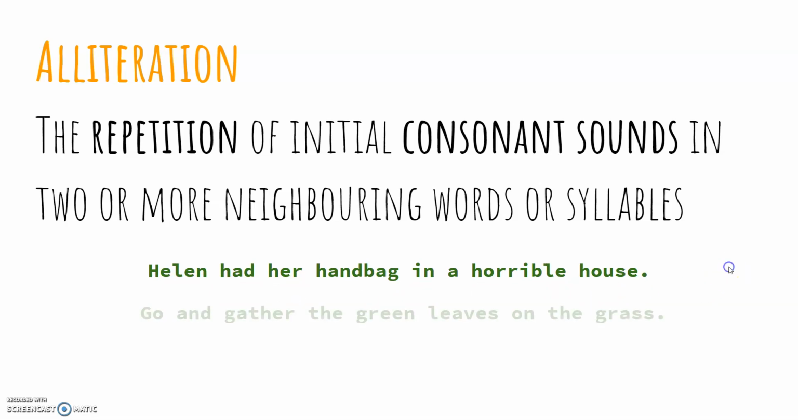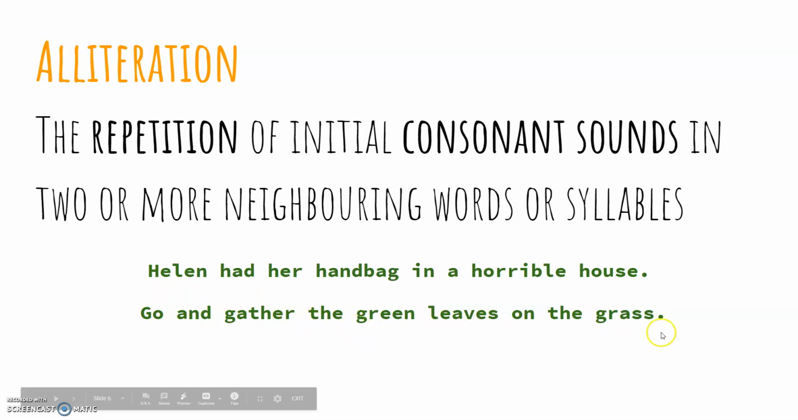Here's another one. Go and gather the green leaves on the grass. Well, we've got g, g, and gr and gr. Now this one is on the fence. In other words, it's kind of alliteration, it's kind of not, because you have g and g for go and gather. Then you changed the sound and you made gr and gr for green and grass. So yes, it's alliteration. Go and gather is one type of alliteration. Green and grass is another. So that example is not as good.